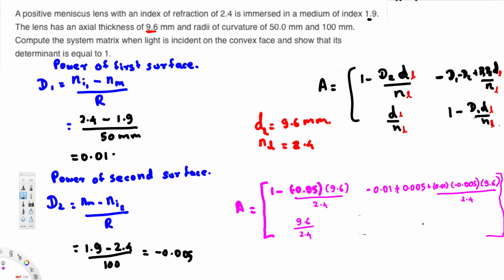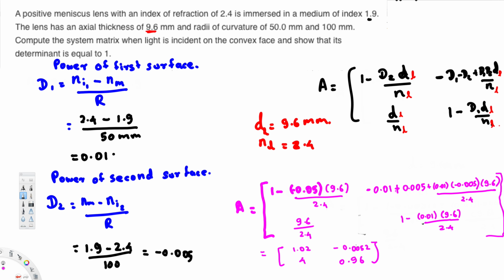Now let's go to the bottom part. 1 minus D1, which is 0.01, times the thickness 9.6, divided by the index of refraction, that's 2.4, and we get this. If you simplify everything, this is going to be 1.02, and this is going to be negative 0.0052, and here you're going to have 4, and this is going to be 0.96.